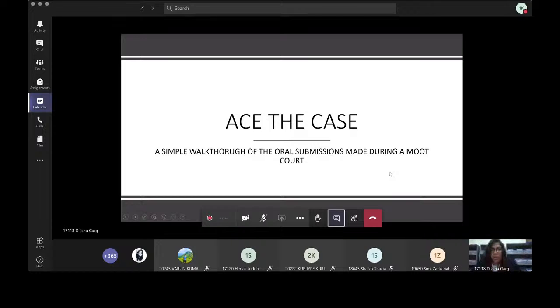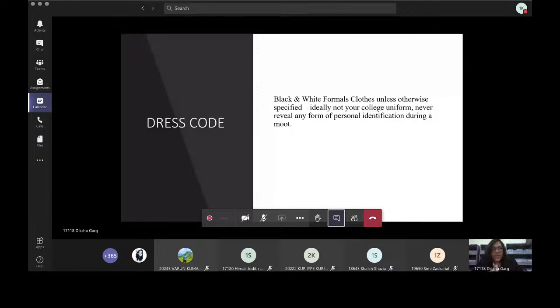All right. The first and most important thing is how you dress yourself, because as important as your speech is, so is the way that you present and your body language. So in terms of dress code, always you have to go in black and white formals unless otherwise specified.